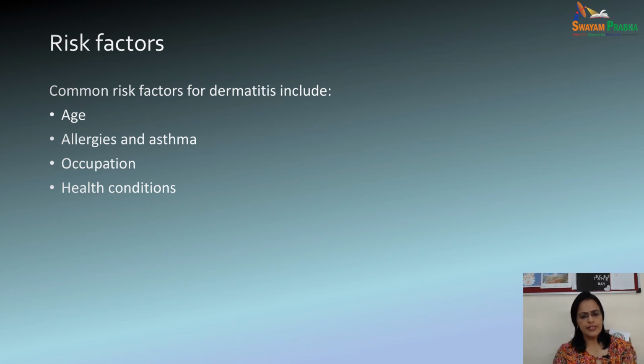Okay, health condition. Seborrheic dermatitis is associated with health conditions like congestive heart failure and Parkinson's disease and some others. So these are some risk factors associated with dermatitis.